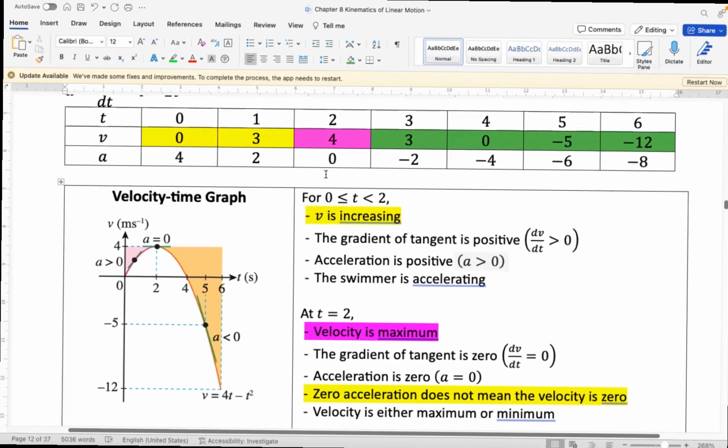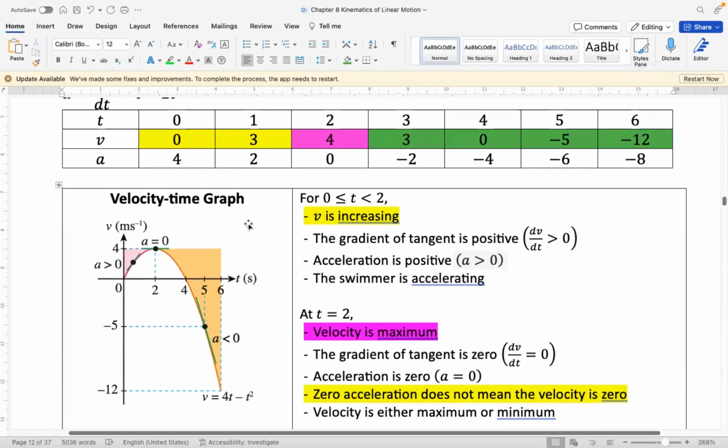Based on the values here, we can draw the velocity-time graph. Let's have a look at these two rows. When t equals 0, v equals 0. So we have a point here, (2, 4). This is the maximum point of the graph. (4, 0) is the x-intercept, and (6, negative 12). So this is the velocity-time graph.